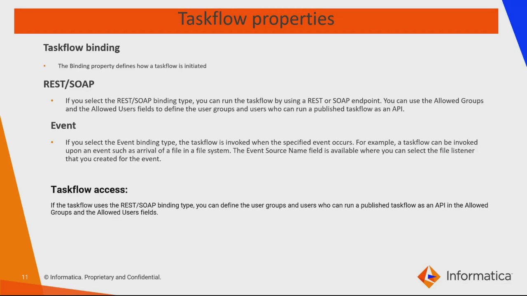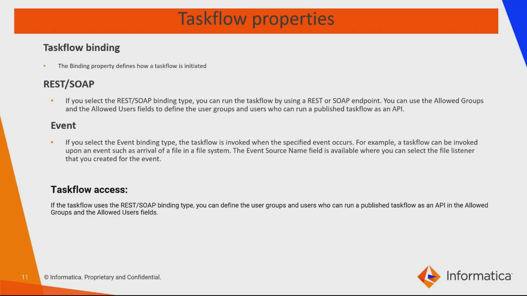Event. If you select the event binding type, the task flow is invoked when a specific event occurs. For example, a task flow can be invoked upon an event such as arrival of a file or deletion of a file. The event source name field is available where you can select the file listener that you created for the event.